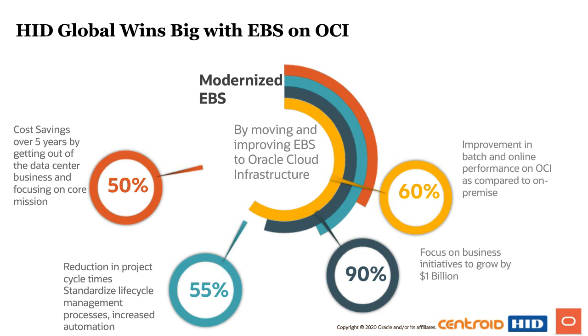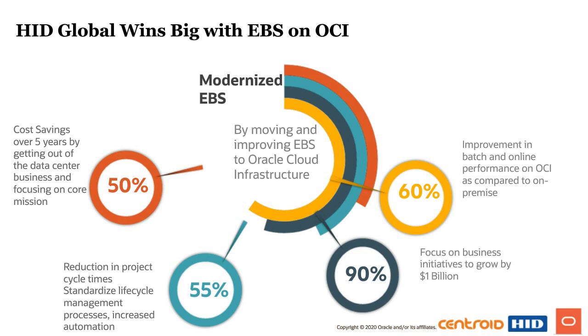50% is huge. In fact, I think some of the other cloud providers talk about lift and shift or move and improve. You can start with 35% and get to that 45% mark. For HID Global, we got to the 50% mark savings, which is huge.